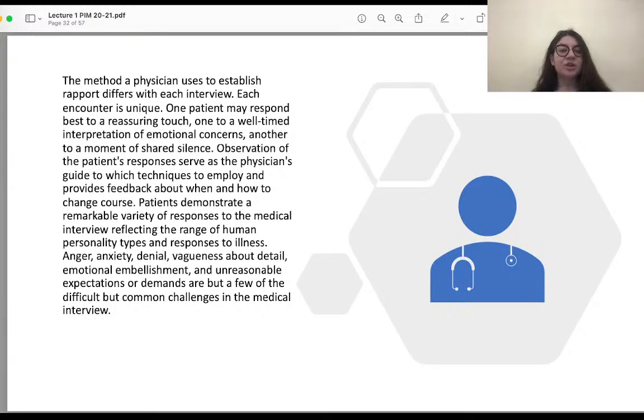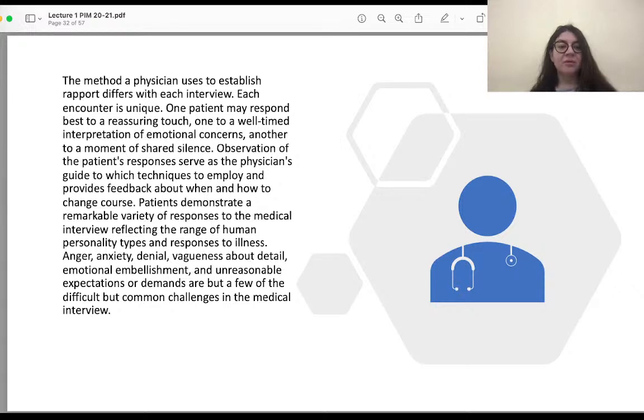The method a physician uses to establish rapport differs from interview to interview. Each encounter is unique. One patient may respond best to reassuring touch, one to a well-timed interpretation of an emotional concept, another to a moment of shared silence. Observation of the patient's responses serves as a physician's guide in which techniques to employ and provides feedback about when and how to change course.